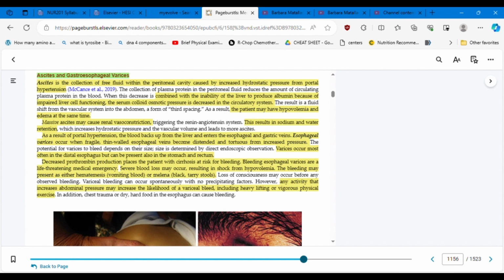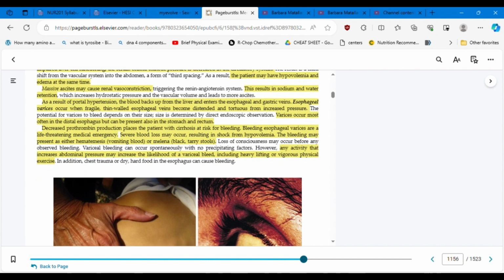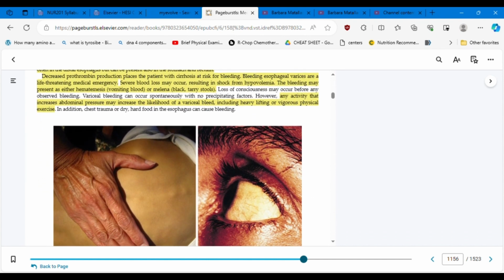As a result of portal hypertension, the blood backs up from the liver and enters the esophageal and gastric veins. Esophageal varices occur when fragile, thin-walled esophageal veins become distended and tortuous from increased pressure. Varices occur more often in the distal esophagus, but can be present also in the stomach and rectum. Decreased prothrombin production places the patient with cirrhosis at risk for bleeding. Bleeding esophageal varices are a life-threatening medical emergency.